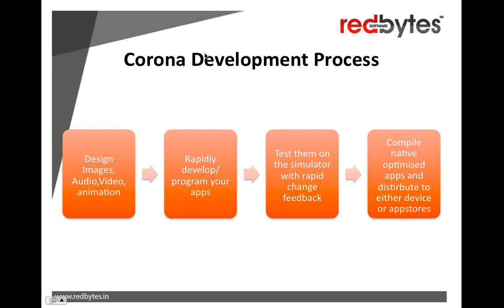Once you decide you want to solve a particular problem, you have to decide how you're going to solve that problem and what the interface is and how you present the results. Once you figure that out, then it's pretty much similar to any other environment where you do your design, get your assets together, so get your images, audio, videos, animation, and then rapidly develop your apps using Lua and Corona SDK. It's an interpreted environment, so as we make changes, you can see the effects of those changes almost instantaneously. Test them on the simulator, look at the changes and make changes again till you get it right. And finally, when you're ready, you compile your application into native apps and distribute them either on the device for testing or on the App Store for distribution.